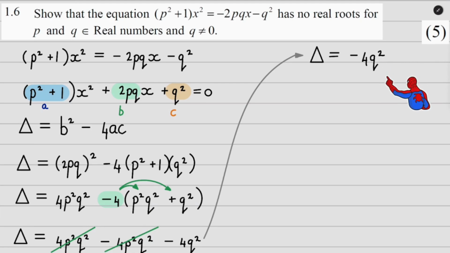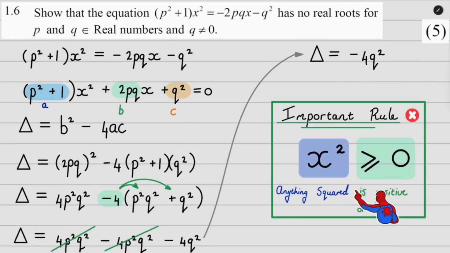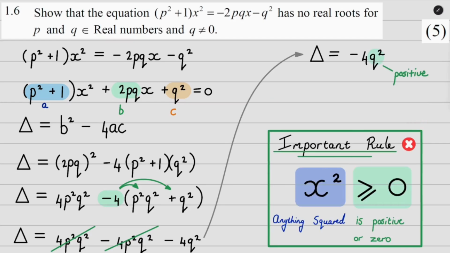So that important algebra rule is coming back into the picture. And that rule dictates that anything squared is always positive, or it could possibly be 0. So this q squared over here will always be positive. And then also they said q can't be 0. So this will never ever be 0. It will only be positive. Now I'm taking that positive number and I'm multiplying it by negative 4. And a negative times a positive will give me a negative number. So my discriminant will always be negative.